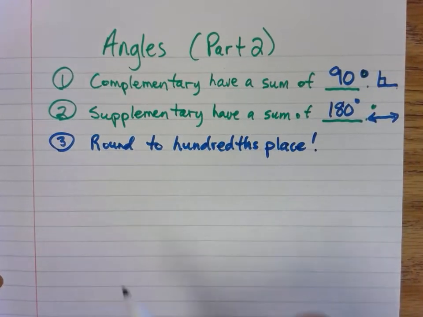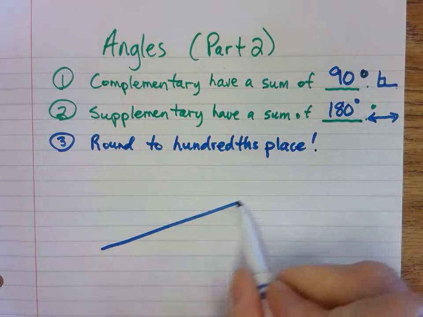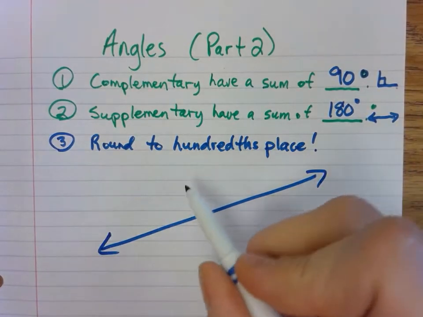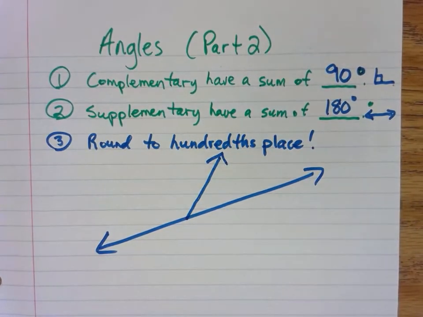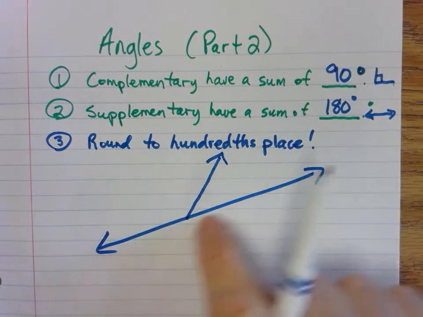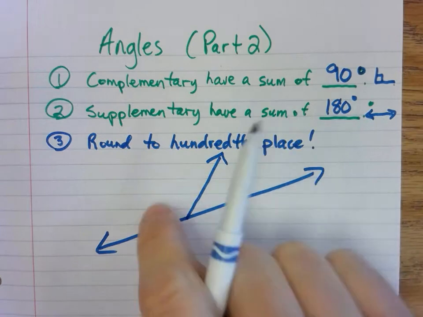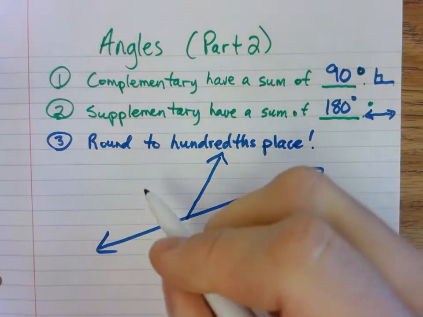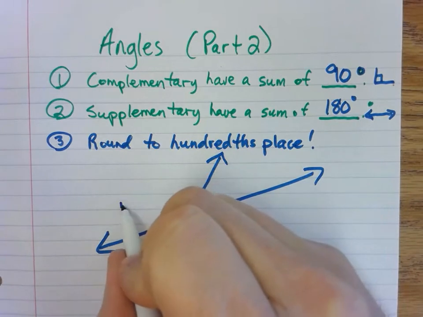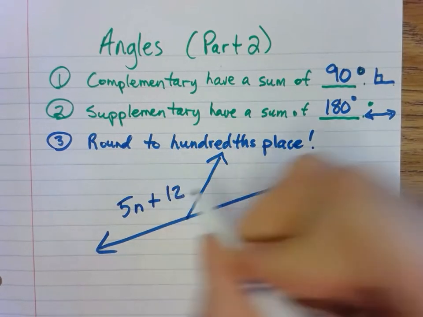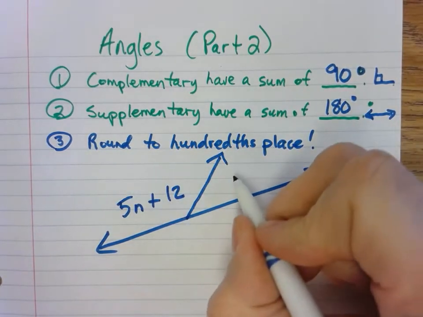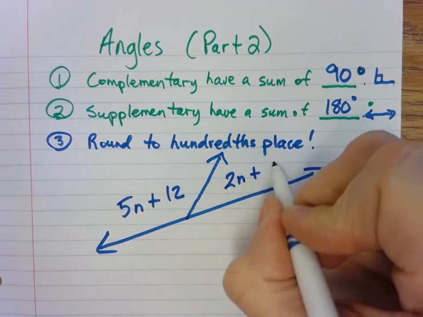All right. So let's say you've got one that looks like this. The first thing you need to do when you see that, of course, is decide, hey, is that complementary or supplementary? And since it's making a straight line right there, that, of course, means it is going to be supplementary. So these two angles, whatever they are, added together, are going to equal 180. So let's say over here on this side, you know this is 5n plus 12. And over here on this side, it is going to be 2n plus 8.